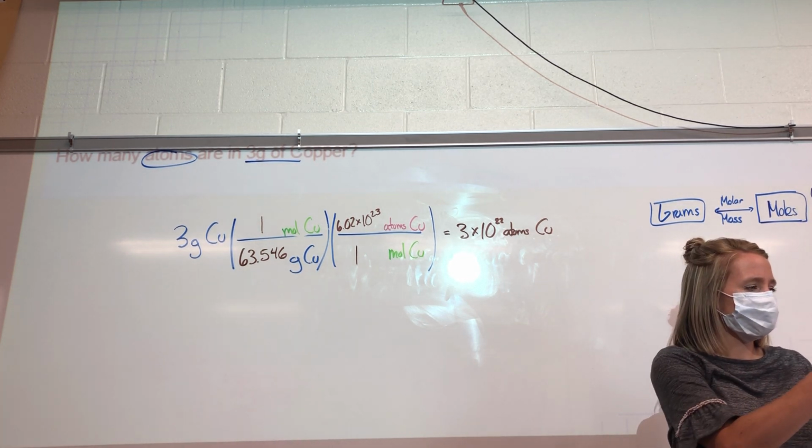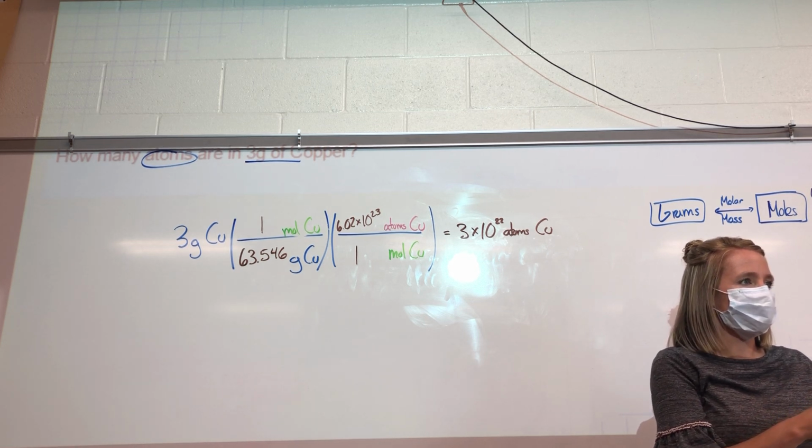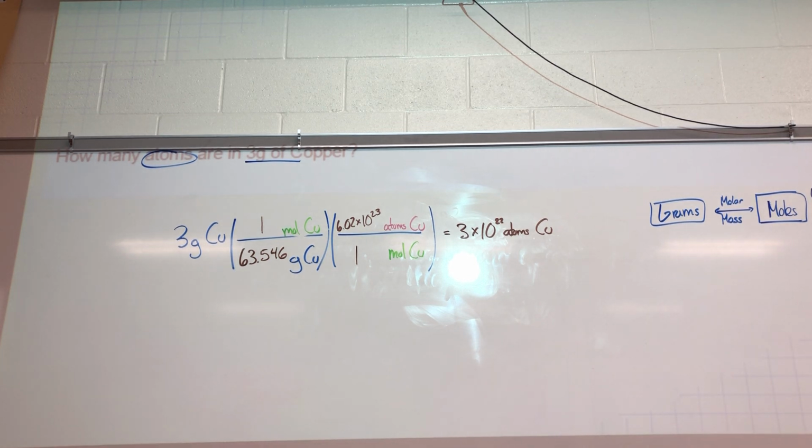I might have typed it in wrong because I got like 2.8 times 10 to the 23rd. Do you still have it on your calculator? Did you round? I just rounded to 3. I was so confused. I've been doing this for a year. Yeah, you just wrote it down wrong.